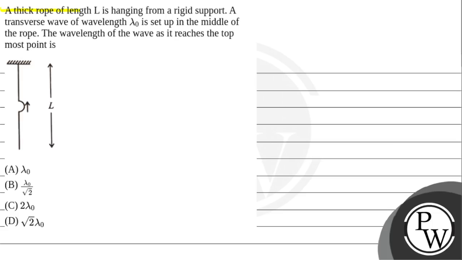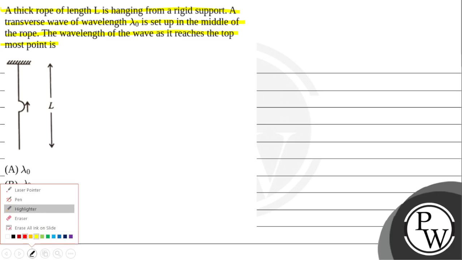A thick rope of length L is hanging from a rigid support. A transverse wave of wavelength lambda naught is set up in the middle of the rope. The wavelength of the wave as it reaches the topmost point is: option A, lambda naught; option B, lambda naught by root 2; option C, 2 lambda naught; option D, root 2 lambda naught.